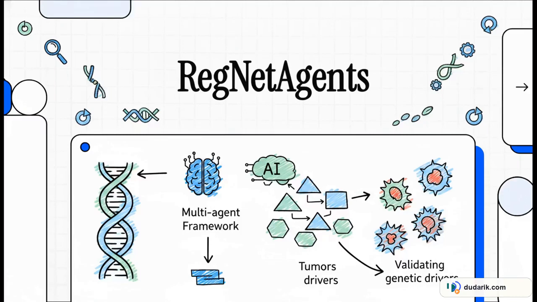Let's just jump right into today's explainer. We've got a really fascinating piece of AI news intersecting with computational biology. We're talking about the brand new RegNetAgents multi-agent framework. We'll be exploring how it uses cutting-edge AI orchestration to tackle one of the most stubborn bottlenecks in cancer research, which is figuring out how to validate the actual genetic drivers of tumors.